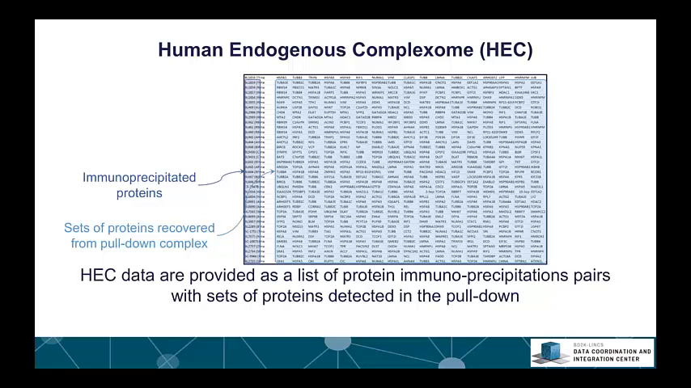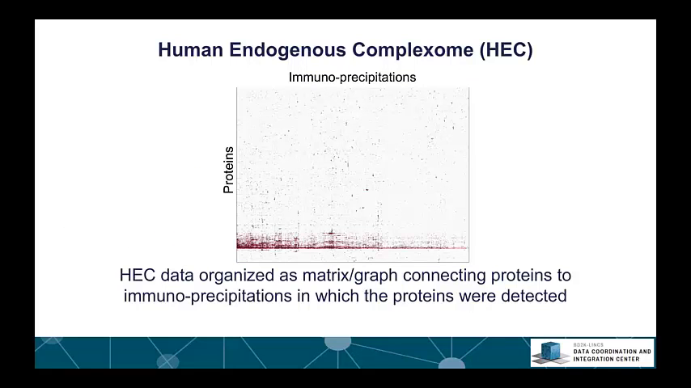A gene set library can also be represented as a bipartite graph. The items in the sets, in this case the proteins detected in the pull-down, form one set of nodes, while the items labeling the sets, in this case the immunoprecipitations, form the other set of nodes. Edges are drawn from each item in a set to the item labeling the set. By applying an algorithm such as sets to networks, data of this kind can be used to infer pairwise interactions between the pulled-down proteins. This heat map is a visualization of the human endogenous complexome dataset.